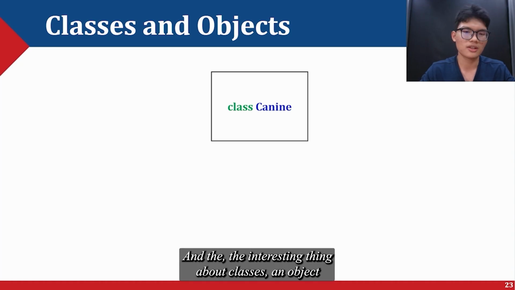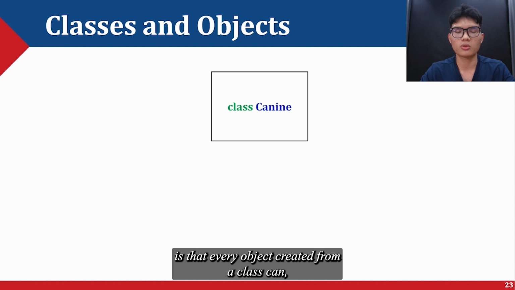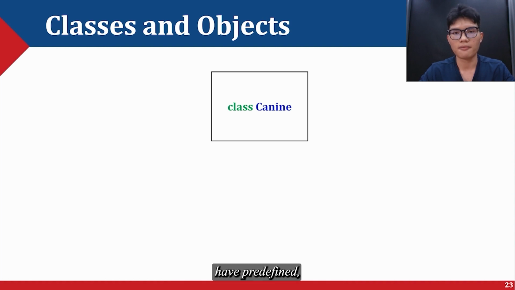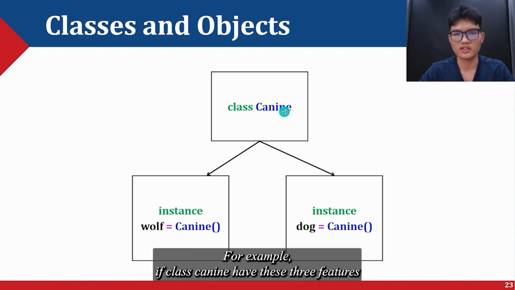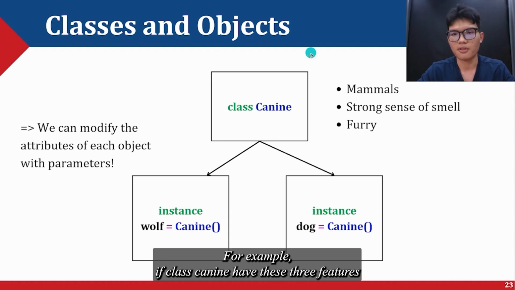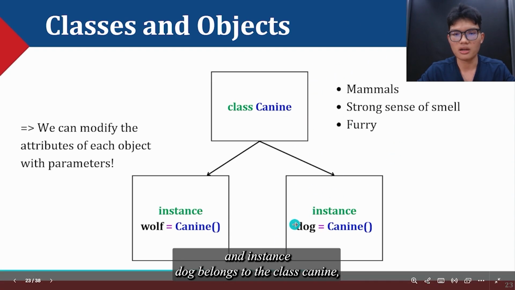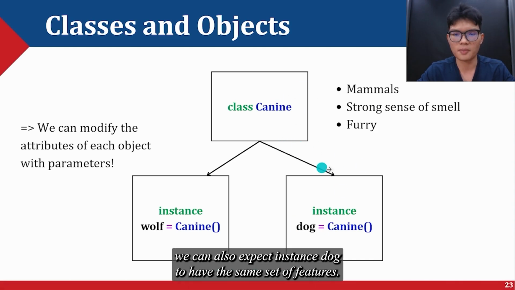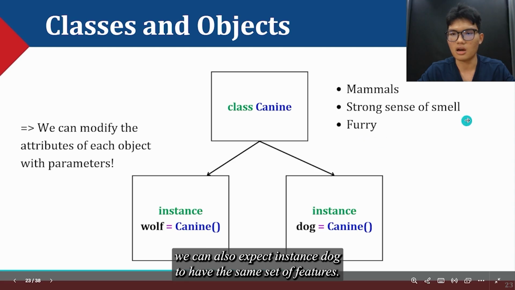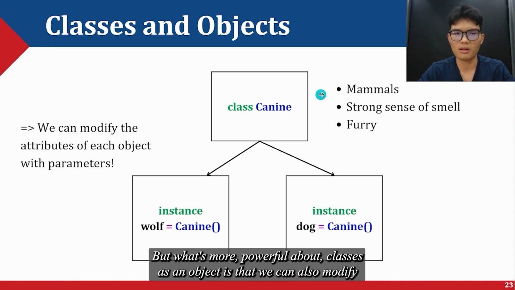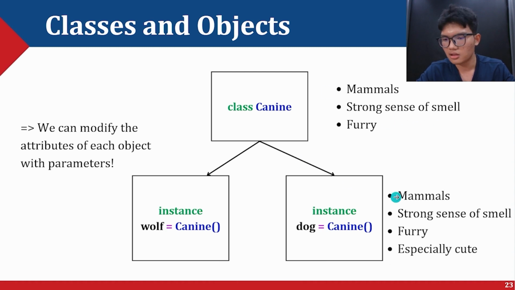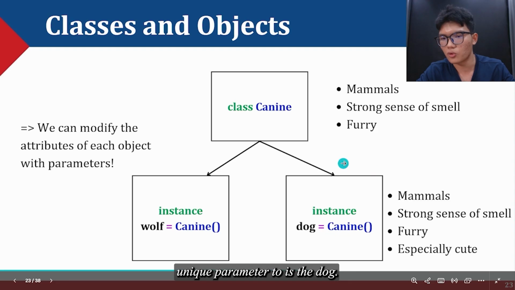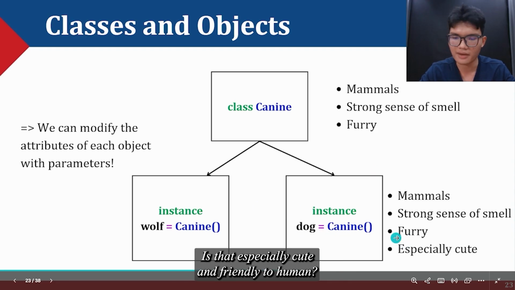And the interesting thing about classes and objects is that every object created from a class can have predefined methods and attributes from that class. For example, if class Canine has these three features and instance dog belongs to the class Canine, we can also expect instance dog to have the same set of features. But what's more powerful about classes and objects is that we can also modify the attributes of each object with parameters. So we can add a unique parameter to instance dog, that it's especially cute and friendly to humans.